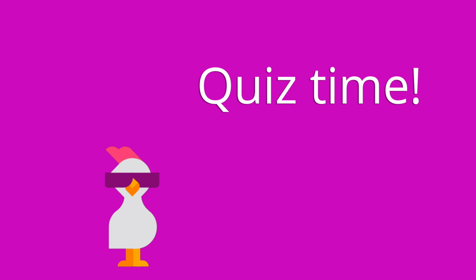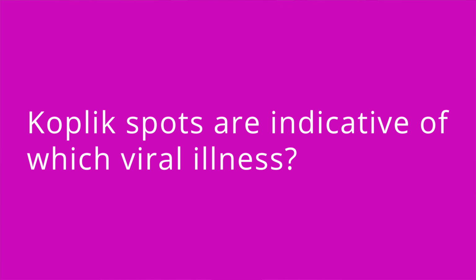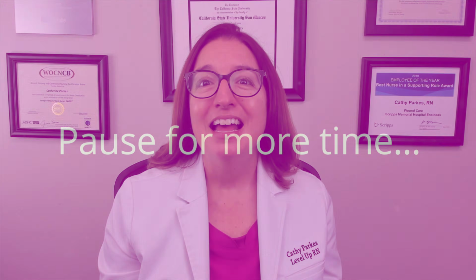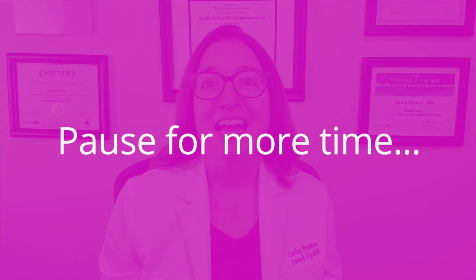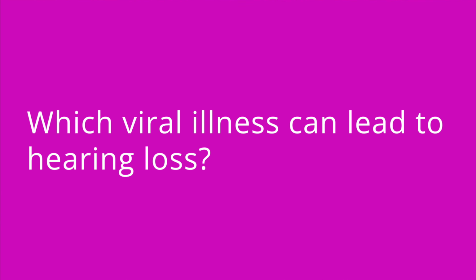Question number 1. Koplik spots are indicative of which viral illness? The answer is measles. Question number 2. Which viral illness is associated with swelling of the testes? The answer is mumps.